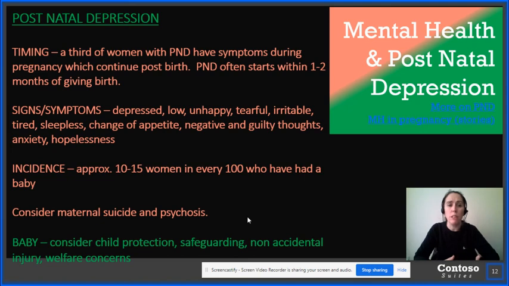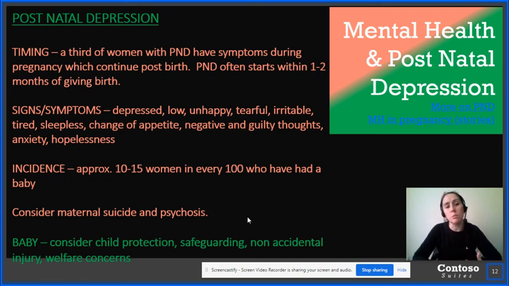So here's some facts for you. A third of women with postnatal depression start getting their symptoms during pregnancy, and that continues post-birth. So that's something to look out for. Again, you might see it in the maternal notes that the patient's suffering from depression or treated for depression, or they might disclose that to you themselves. But quite often it starts within 1 or 2 months after the birth, when everyone's like, oh, it should be the happiest time of your life. But it's not. Obviously, it's not about being sad. It's about the chemical imbalance that happens with depression.